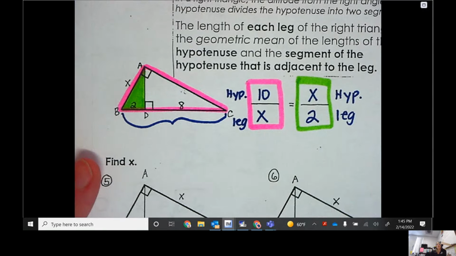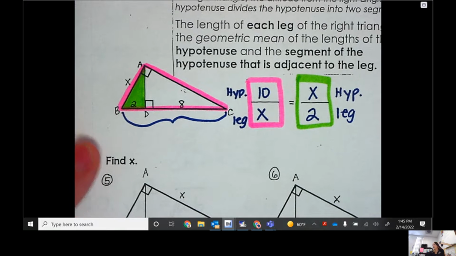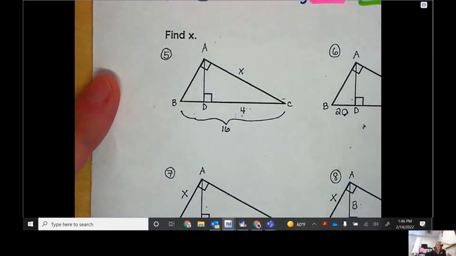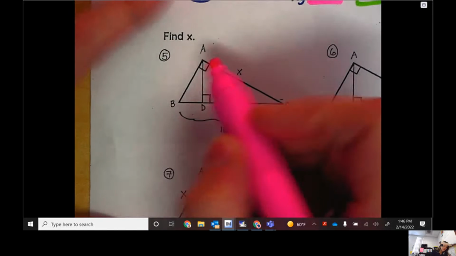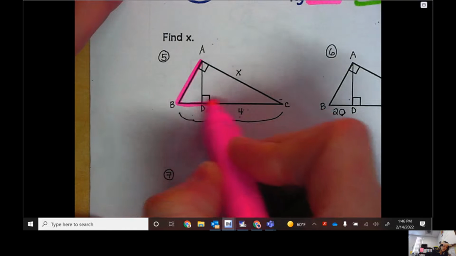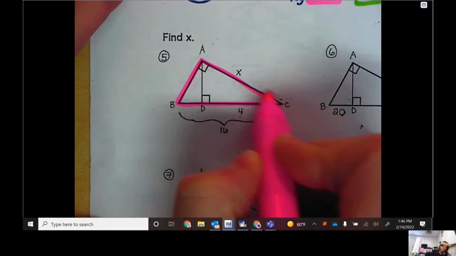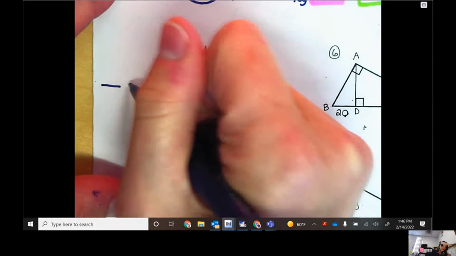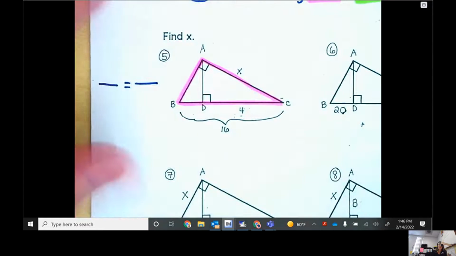we've been doing. So the hardest part of this one is just making sure you set it up correctly. Hypotenuse leg, hypotenuse leg. All right, you ready to try an example? Okay. Obviously, you would finish that one. I'm not going to finish that one. So let's take a look at number 5. I'm going to start with my full triangle, my big triangle, and I'm going to do hypotenuse over leg for the pink triangle.